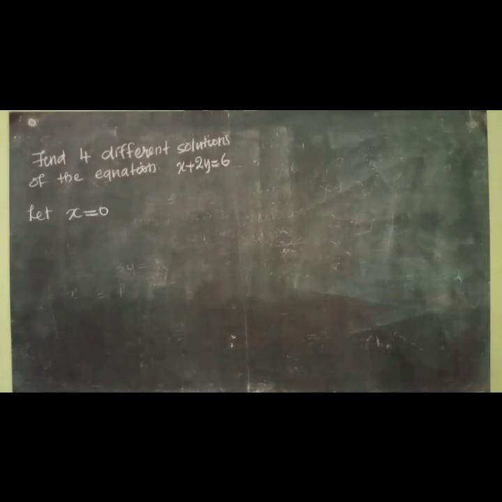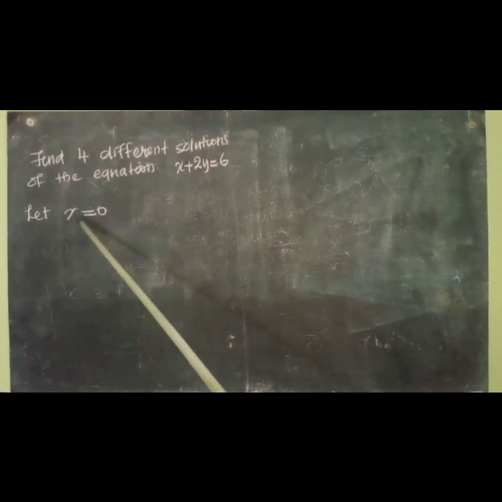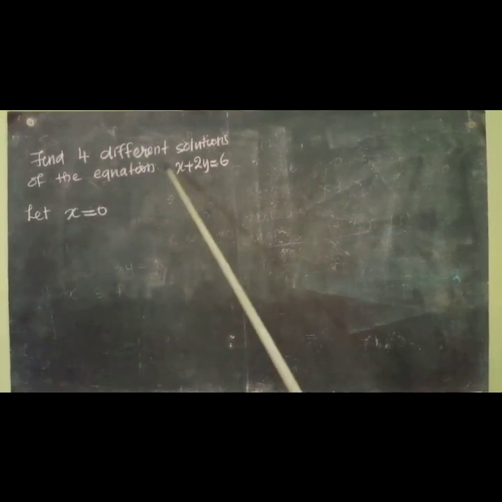Next, let us discuss one question. Find 4 different solutions of the equation x plus 2y equal to 6. We know a linear equation in two variables has infinitely many solutions. We need to find 4 different solutions. Let us find them. To find a solution of the linear equation, first we need to give any value for one of the variables. Any value we can give.